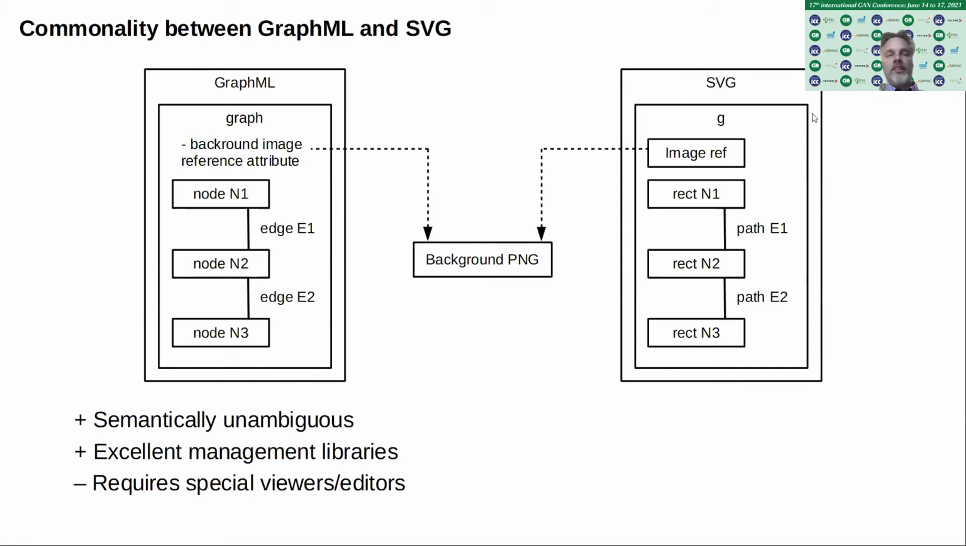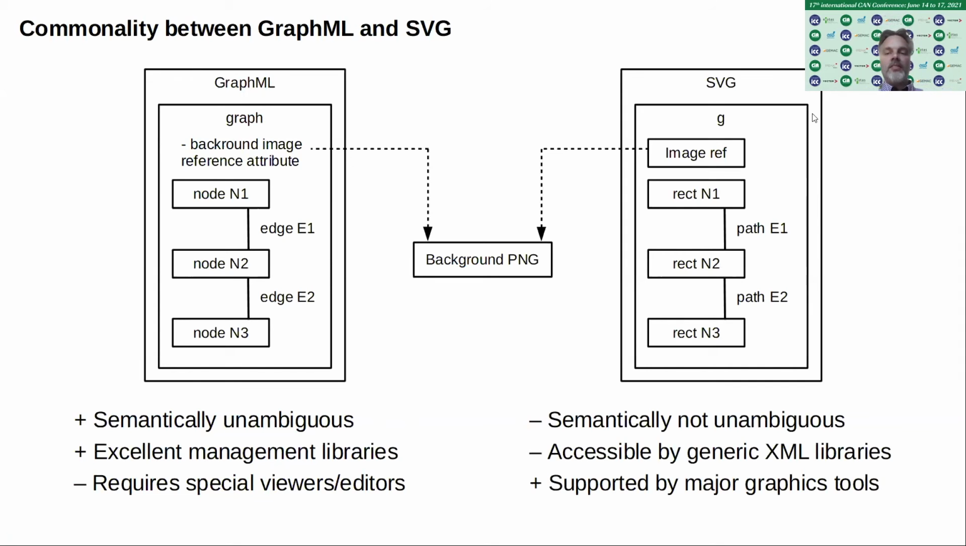I would say that semantically, this conversion is quite unambiguous. There's almost one-to-one relation which can be found between the certain elements. And of course, because both formats are XML, there are quite excellent management libraries. Only the editor side needs some care.